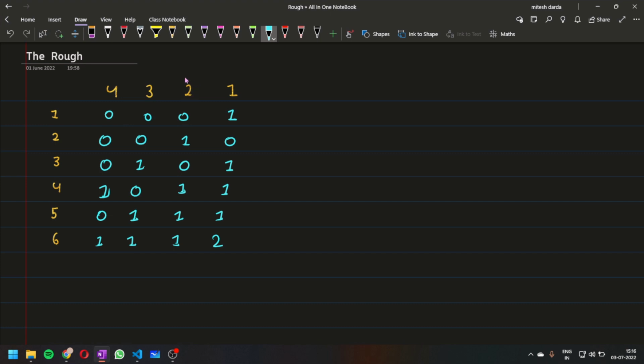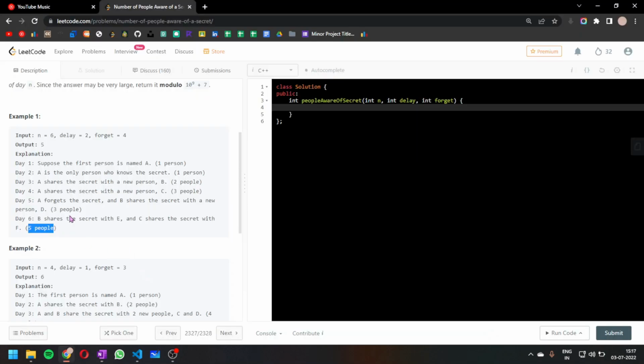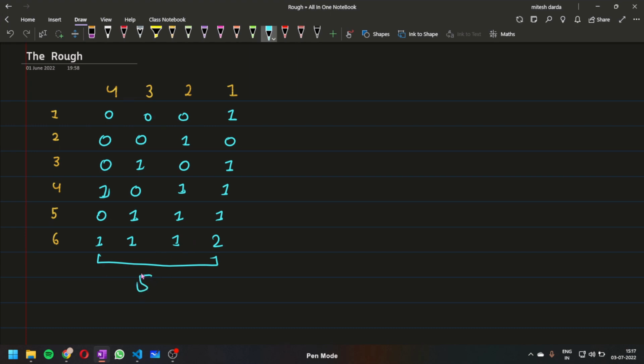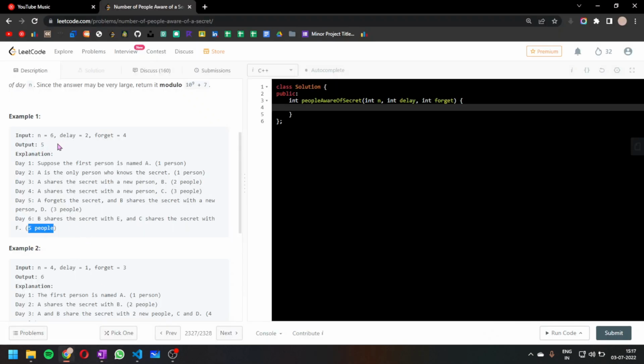They will give us the delay, but in this case we have a 2 days delay. Okay, but now if we look at this at a bigger scale, it will look something like this: initially we had 0 0 1, and the answer at the end will be the sum of all of these elements, because at the end these are the total number of persons who know the secret, right? So this is a sum of 5, and our answer is also 5.